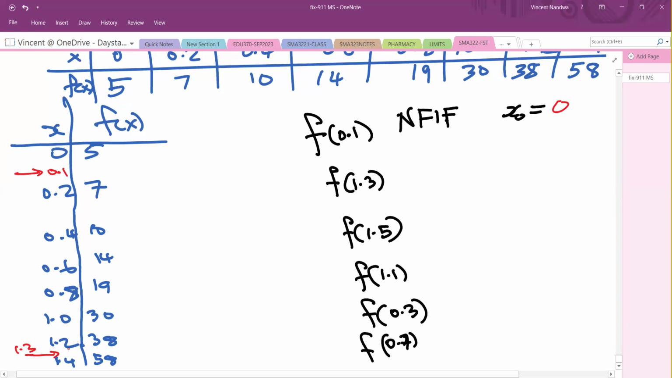Newton backward, reason. Is 1.3 at the top? At the bottom, yes. And what will be a correct x naught? 1.4, not 14. 1.4, correct. Then 1.5.